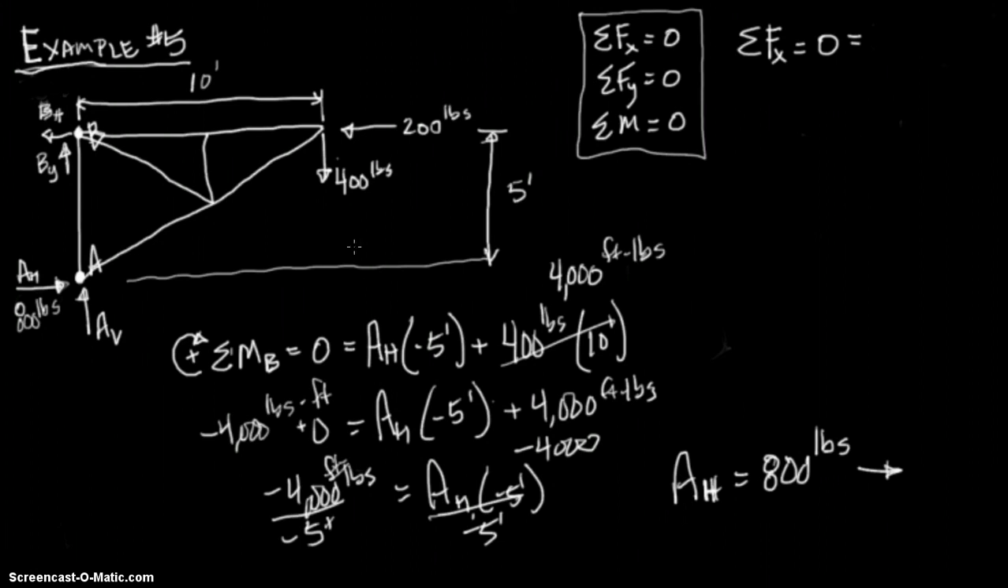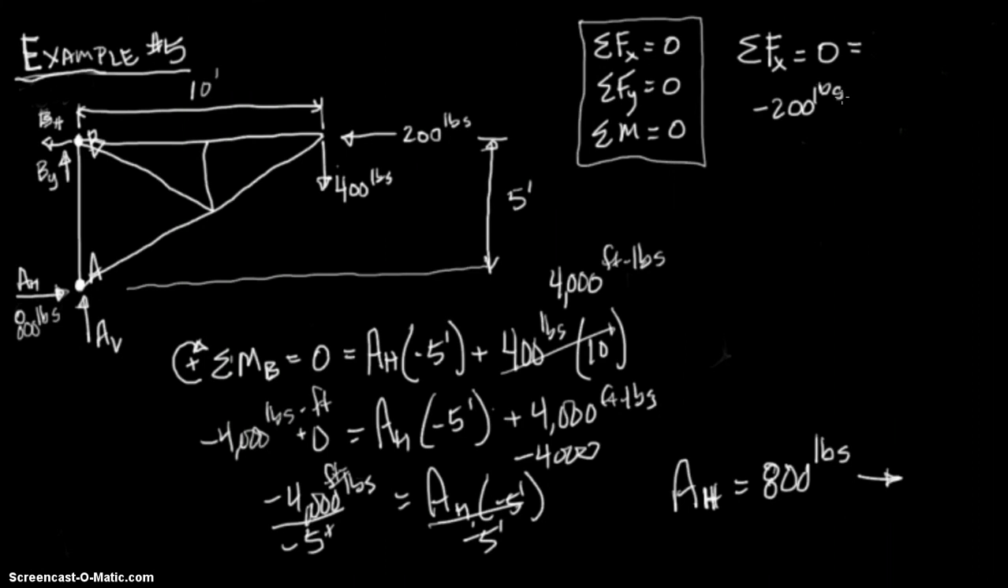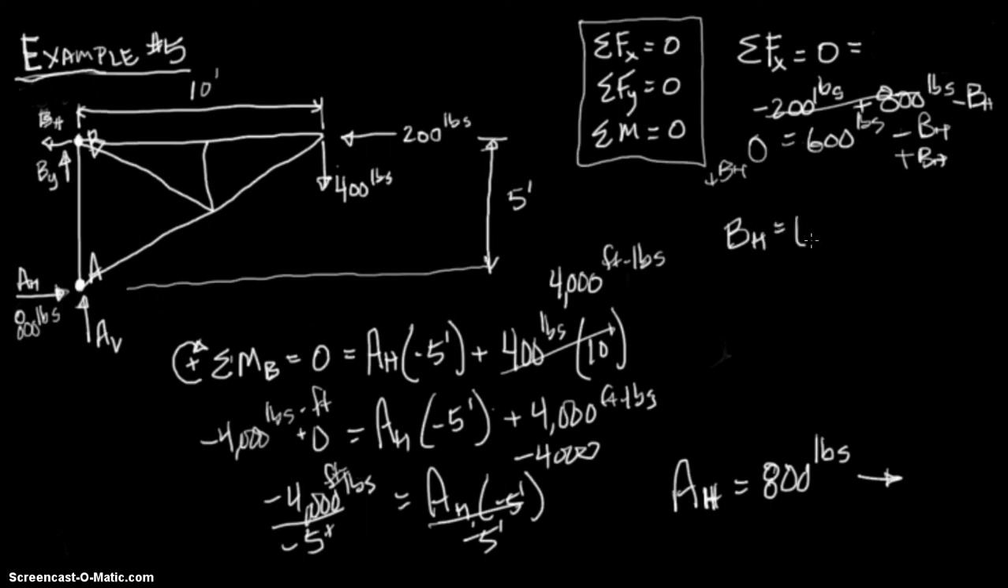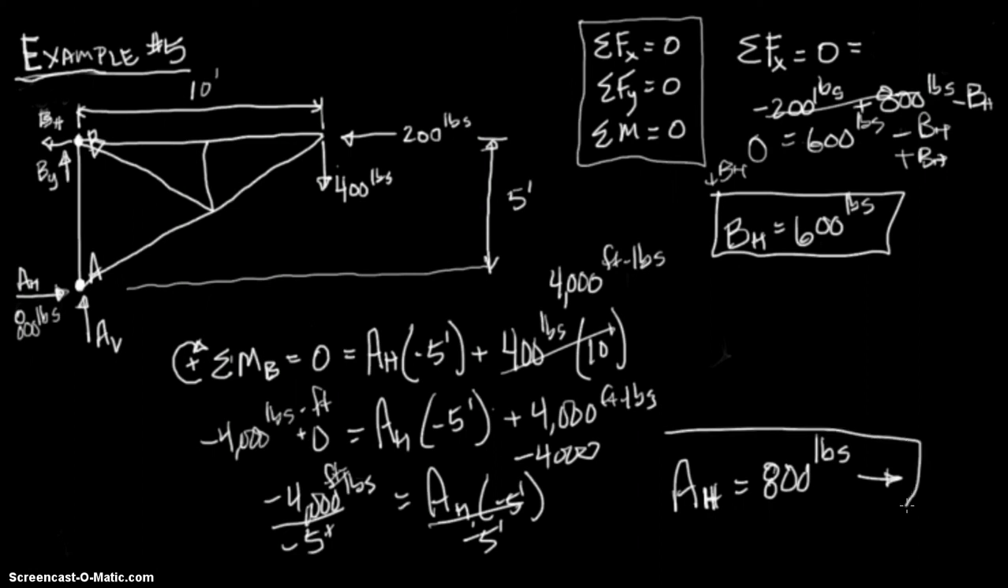So back up here, the sum of the forces in the x direction equals 0. We have a negative 200, and then positive 800, and then a negative BH, because BH goes that way. We want to solve for BH. So 600 pounds minus BH equals 0. Add BH to both sides, so BH equals 600 pounds. Those are your answers: BH equals 600, and AH equals 800.